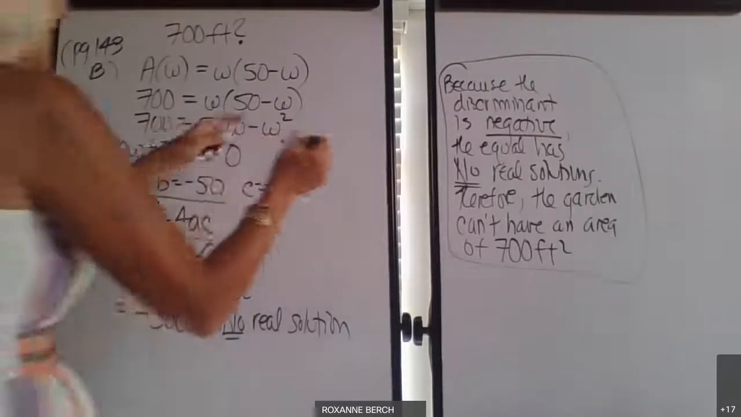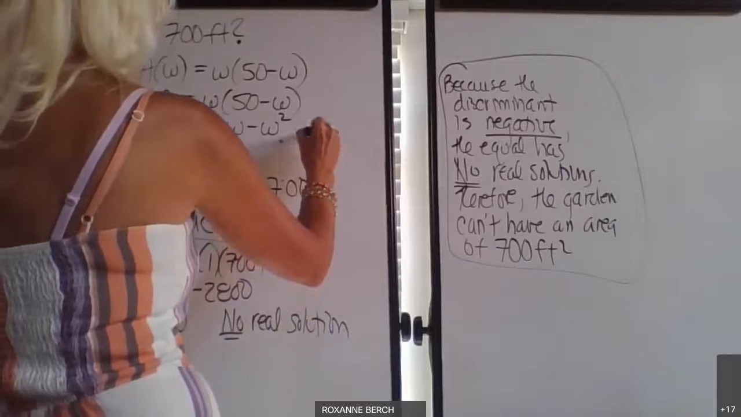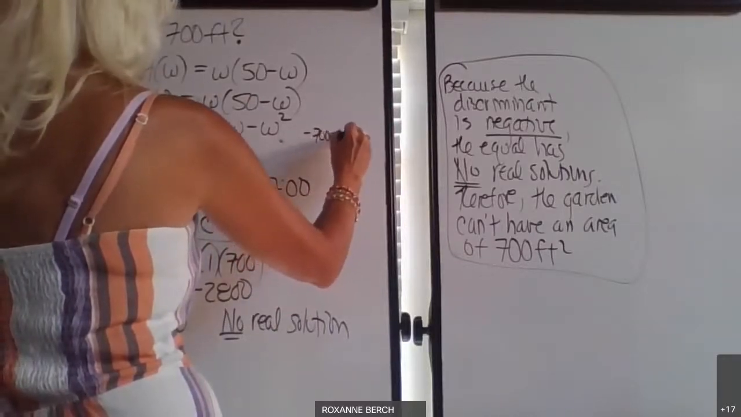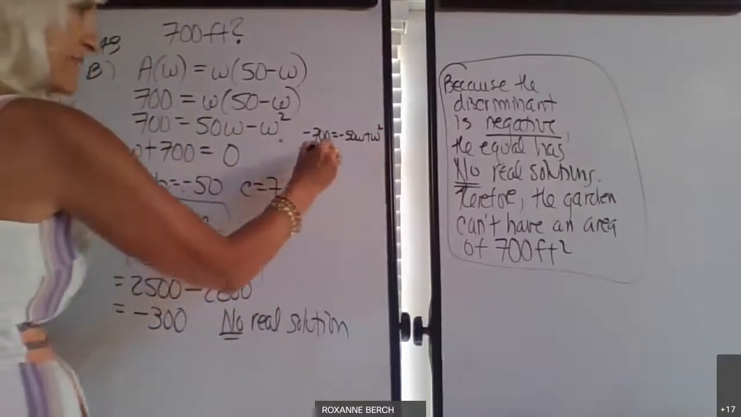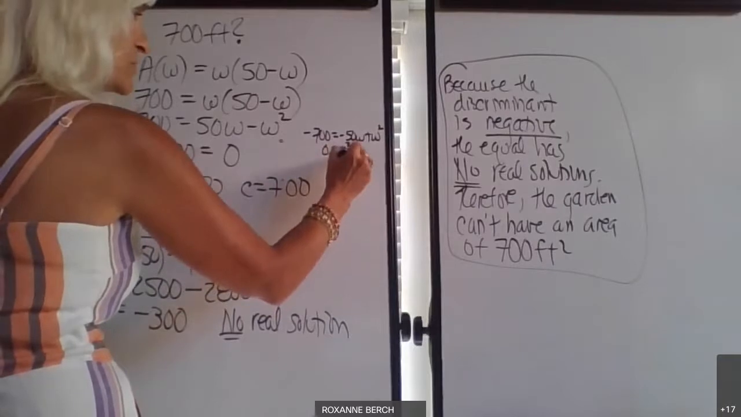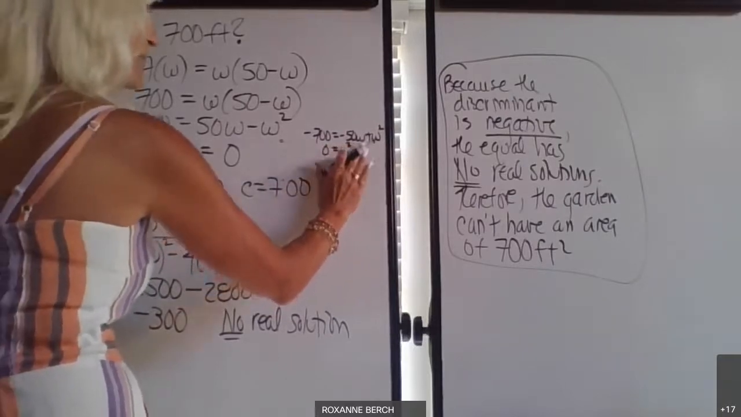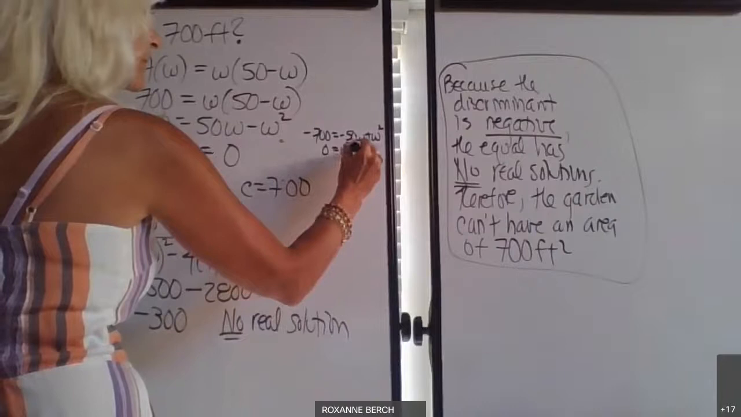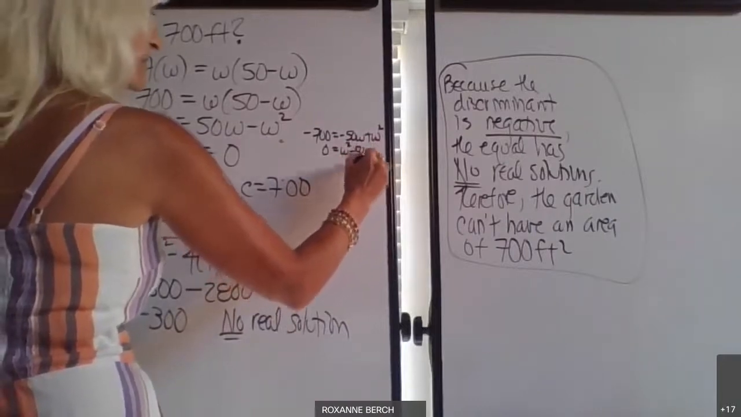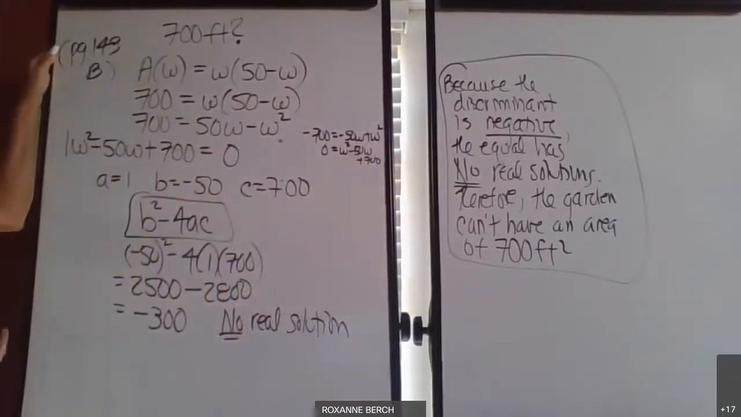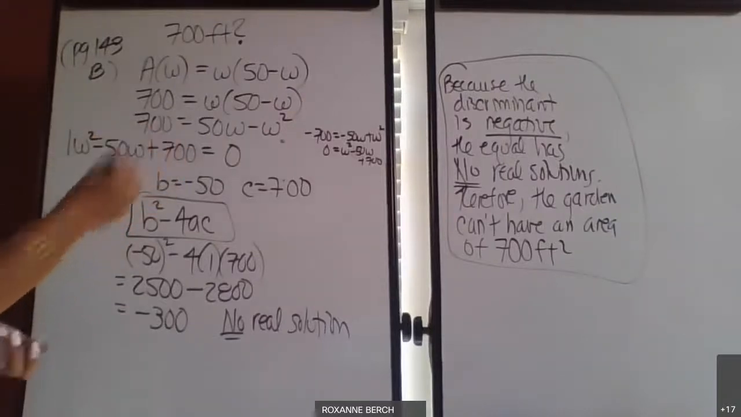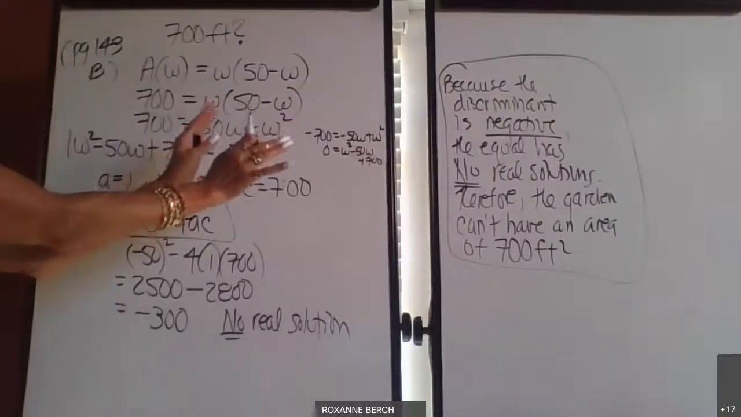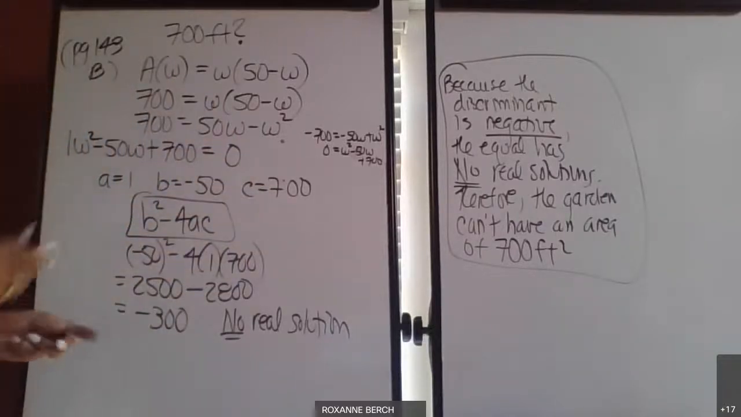So on this right here, if you had multiplied by a negative, you would have had negative 700 equals a negative 50W plus W squared. And then you would have added 700 to both sides. So it would have been W squared minus 50W plus 700. So see how it's the same? However you want to do it, it doesn't matter, but you want to work with W squared minus 50W plus 700. So you could have left it over there, or you could have put it on the left. It doesn't matter.